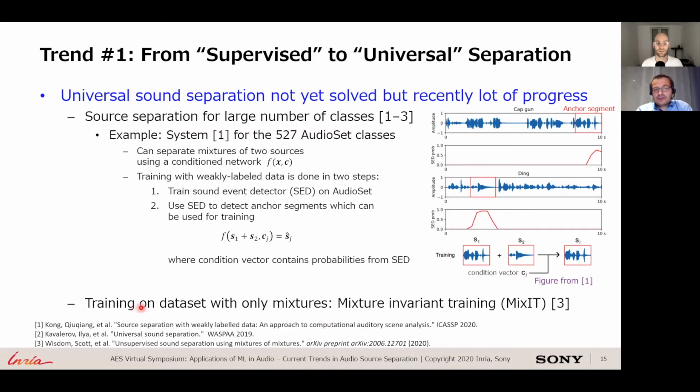Another progress that has recently been made is to train separation systems on datasets where we only have mixtures. The paper by Google, reference 3 here, proposes a mixture invariant training, which we will see in a minute, so therefore it's only mentioned here.